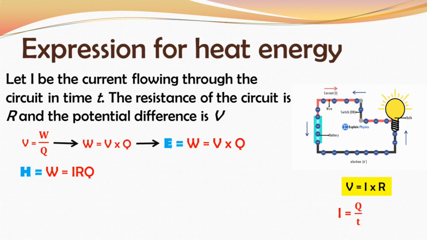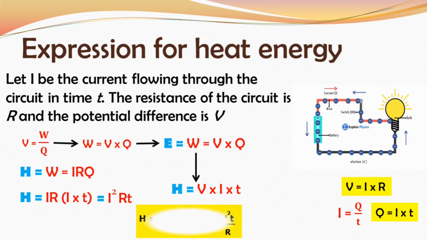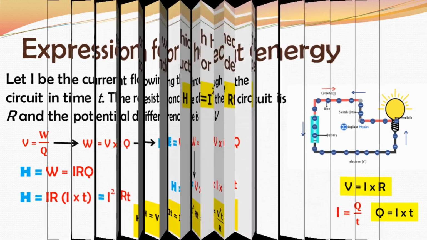From the definition of current, we know that I = Q/t and Q = I into t. So substitute Q = I into t in the equation for heat and we get H = IR into I into t, which is I²Rt. Substituting Q = I into t in the main equation W = V into Q, we get another equation for heat, that is H = VIt. If you substitute I = V/R, then you will get another equation, H = V²t/R.